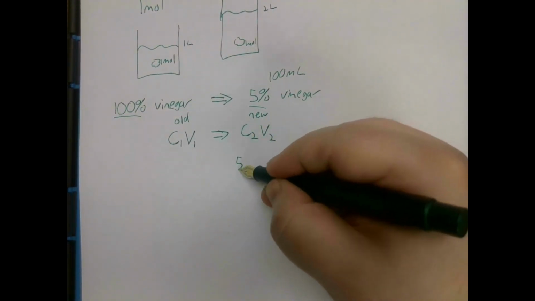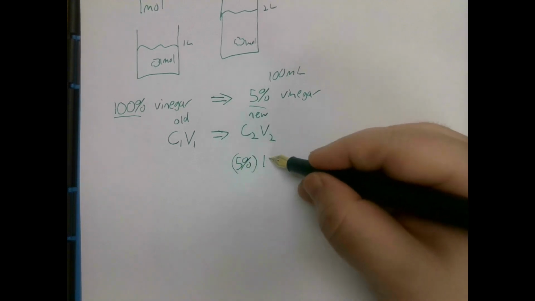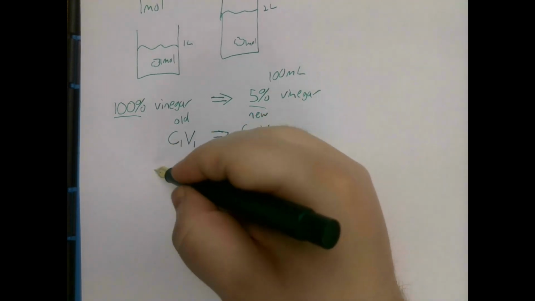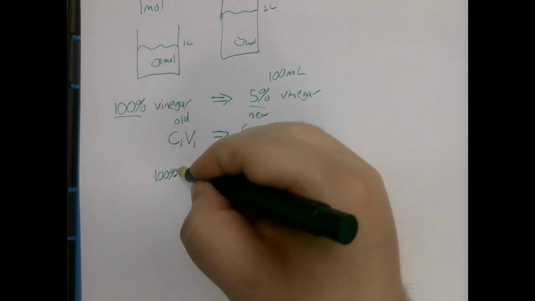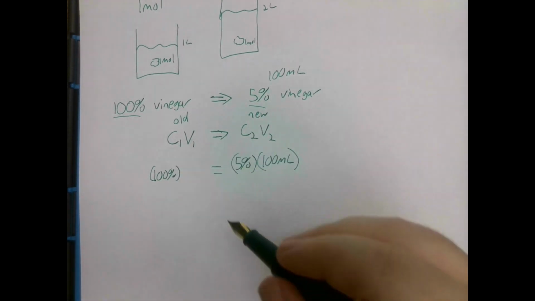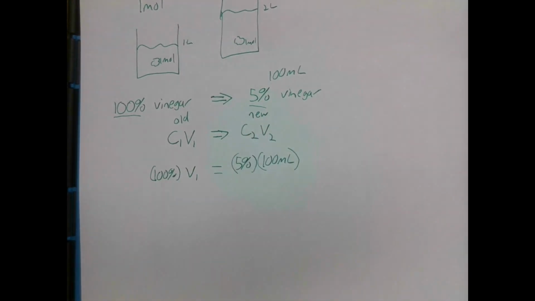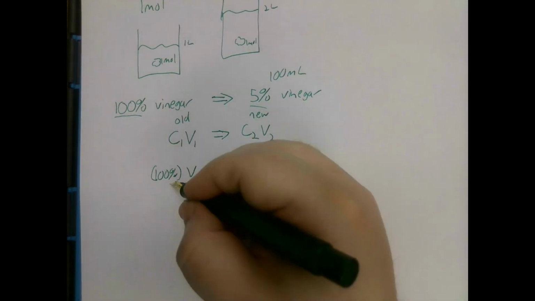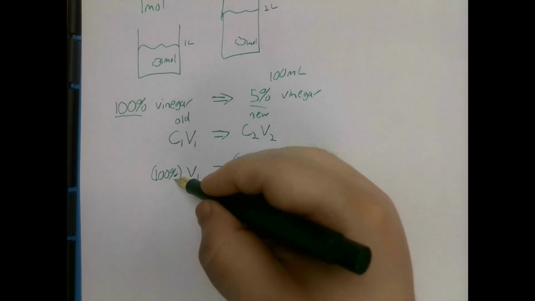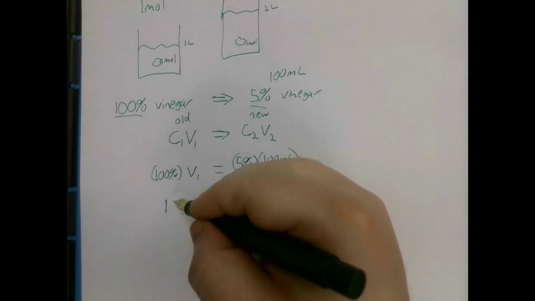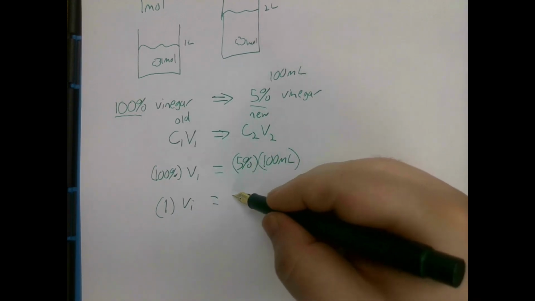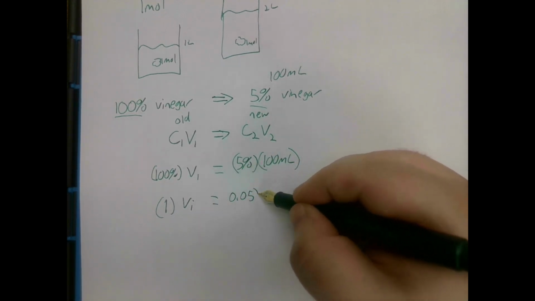So I want 5%, and I want 100 milliliters. I know the old concentration was 100%, but what's the equivalent volume that would have the same amount of vinegar in it, is the question. So you need to work without percentages. 100% is equal to 1. 5% is equal to 0.05.